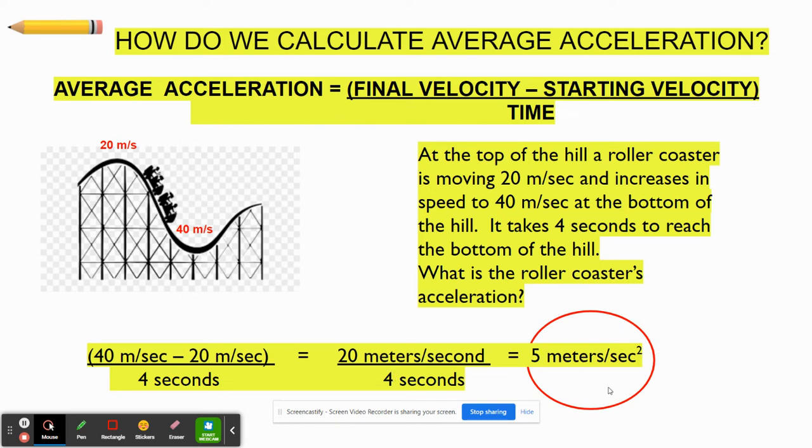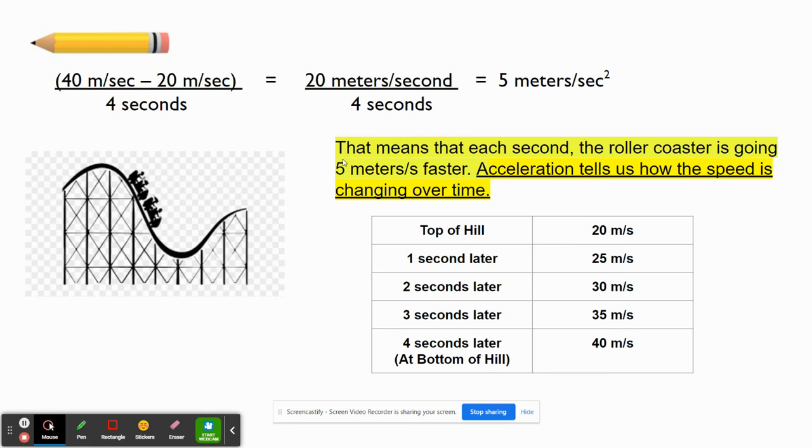Now here's where we start having a whole lot of fun. Look at the unit. It's 5 meters per second squared. Let me explain what that means. What that is saying is that every second the roller coaster went 5 meters per second faster. And so acceleration, instead of saying 5 meters per second, we just say 5 meters per second squared. Okay, so I want you to write this down, just right underneath the problem.